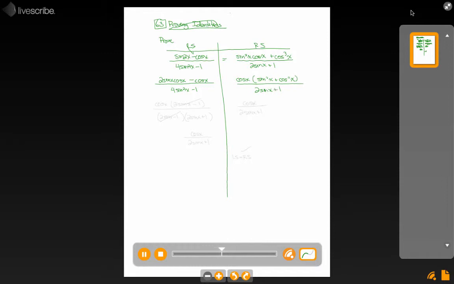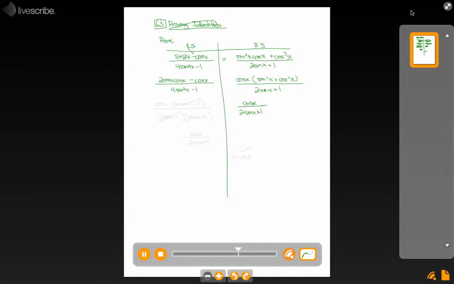Hopefully sine squared plus cos squared jumps out at you as something that you can simplify very much, which is it just equals 1. So on this right side I now have cos x over 2 sine x plus 1. That sine squared plus cos squared term just goes away because when you multiply by 1 it doesn't do anything.